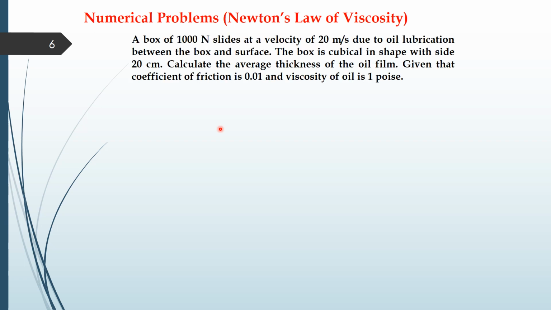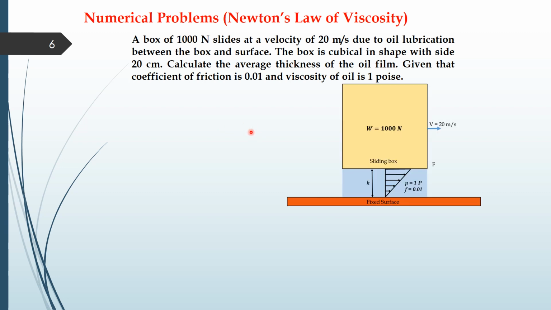So the next problem is we have a box of 100 Newton which slides at a velocity of 20 meter per second due to oil lubrication between the box and the surface. The box is cubical in shape with side 20 centimeters. What we have to do is calculate the thickness of the oil film, and it is given that the coefficient of friction between the box and the surface is 0.01 and viscosity of the oil is 1 poise.